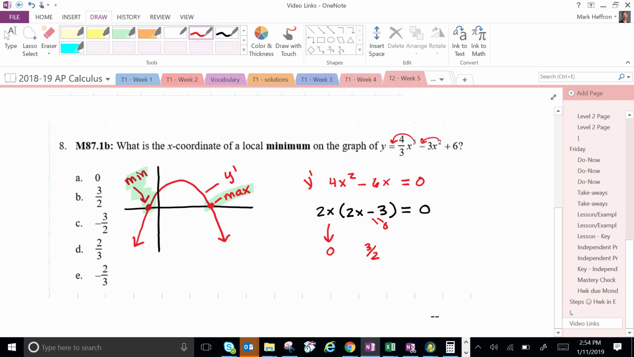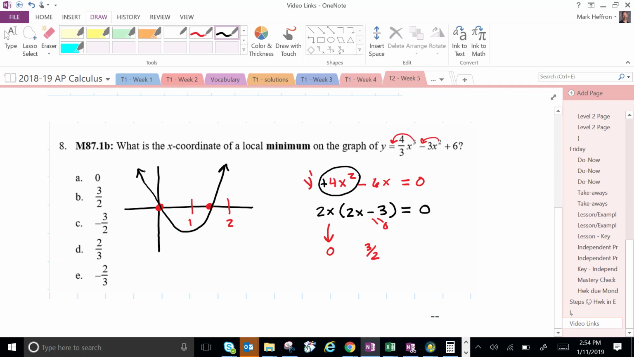So just like the sketch that I drew, now I can clean it up and change it for the new derivative that I have. 0 is at 0, and 3 halves, if this is 2 and that's 1, is 1 and 1/2. Now this is a positive leading coefficient and a quadratic derivative, so I know my derivative is shaped like this. And so I wanted a minimum. I want my derivative to change from negative to positive.